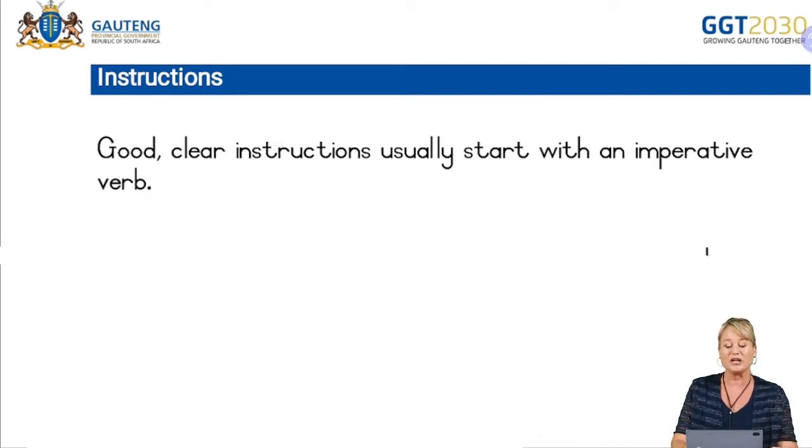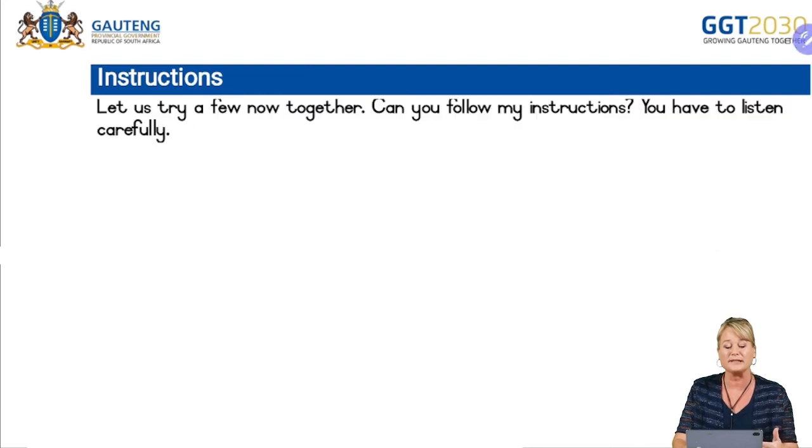Good, clear instructions usually start with an imperative verb. A verb is an action. It tells us to do something. So we have to follow that verb so that we can follow the instructions. Let us try a few together now. Can you follow my instructions? You have to listen very carefully.